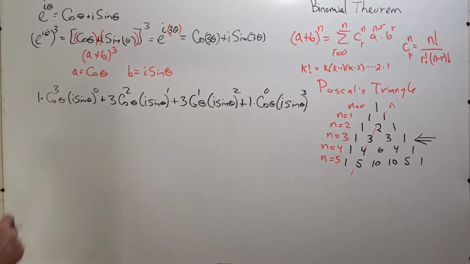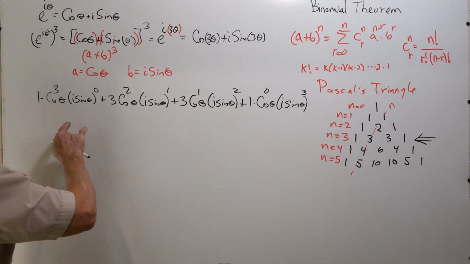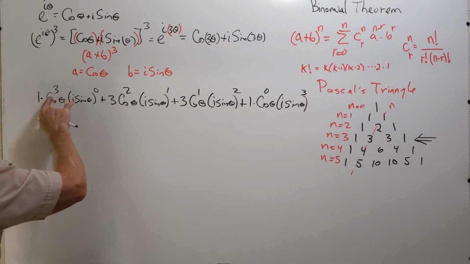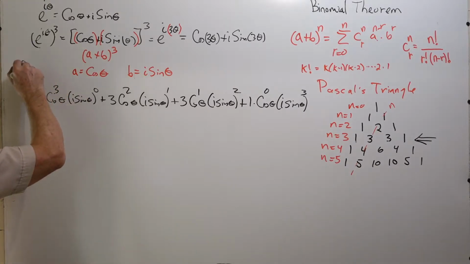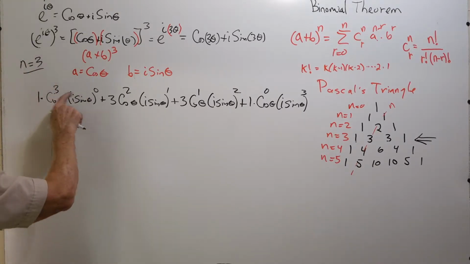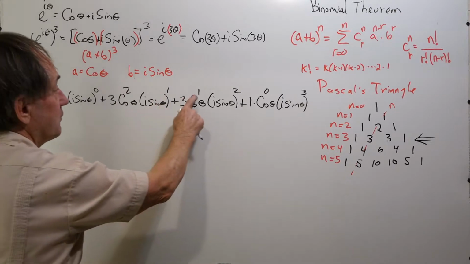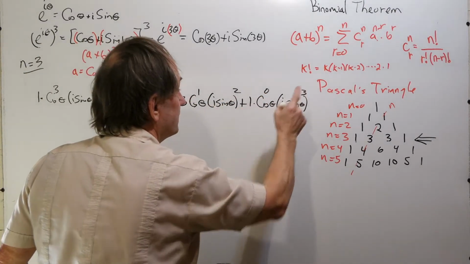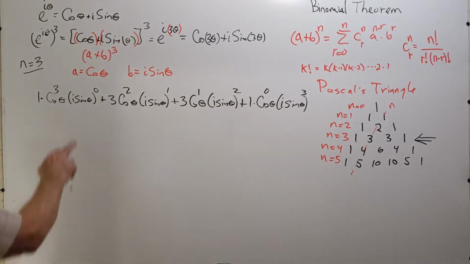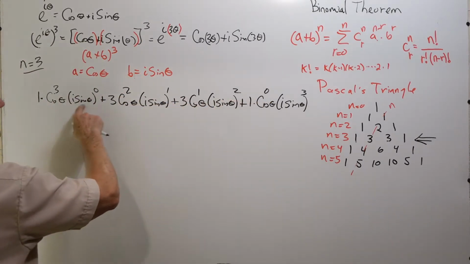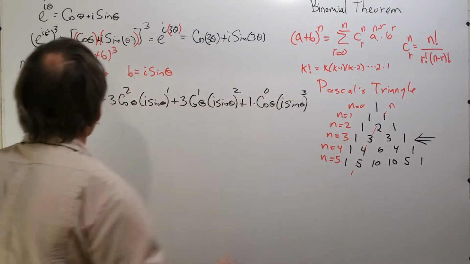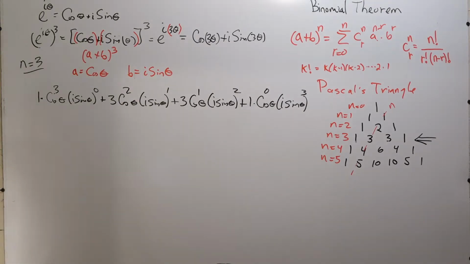Now, to check ourselves, we sum up the powers. We look at the powers of each term. They should always sum to n, and n in this case is equal to 3. So 3 and 0 is 3, 2 and 1 is 3, 1 and 2 is 3, 0 and 3 is 3. So we're okay there. Our a's are decrementing in powers as our b's are incrementing in powers, so the power sums are always equal to n.